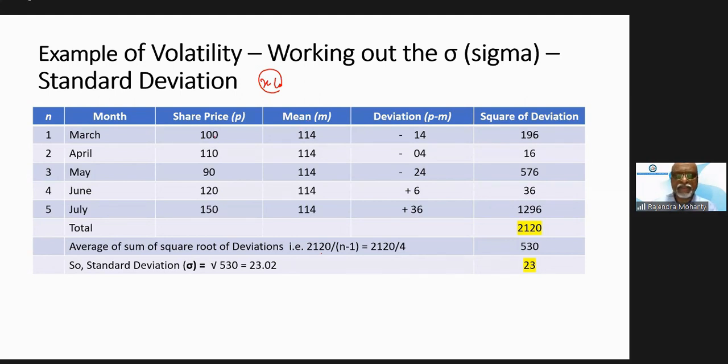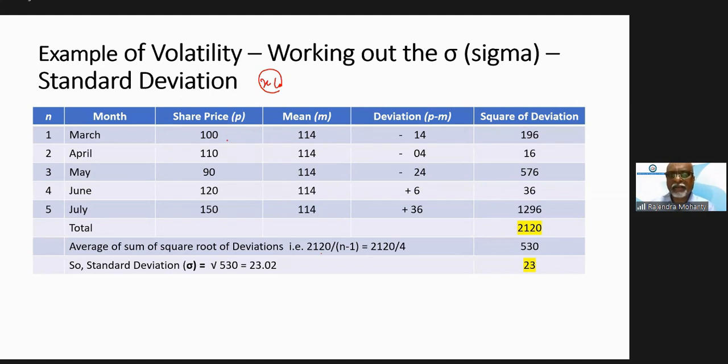So I have taken the share price data for 5 months. Then for this data, I have to find the mean. Mean means you add up the total of these 5 and divide it by 5. If you add these up and divide by 5, it comes to 114. So mean is the average of the 5 data samples I have taken.